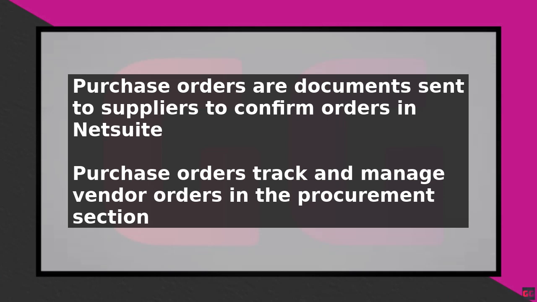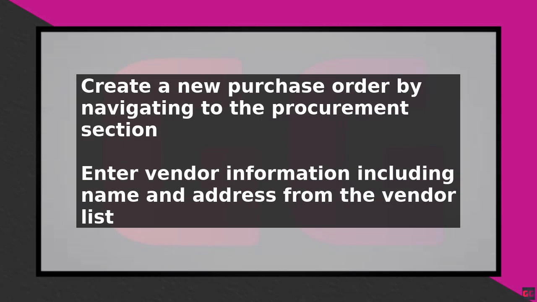The first step in the NetSuite purchase order process is to create a new purchase order. To do this, navigate to the procurement section of your NetSuite account and click on Purchase Orders. Then click on the New Purchase Order button.